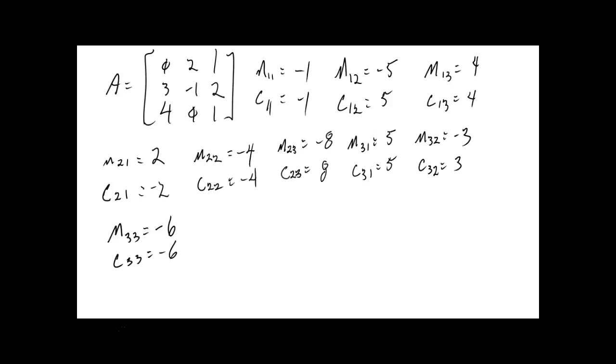2, -4, -8. 5, -3, -6. They got all those right. Cofactors, they got -1, 5, 4. -2, -4, 8. 5, 3, 6. -6, right. Got it. All right, good for them. Proud of them. Okay.